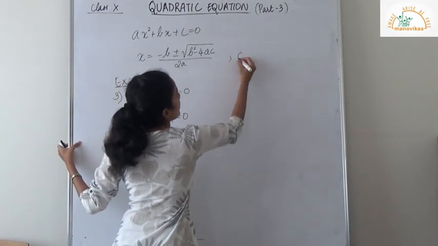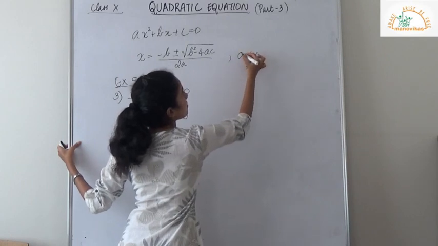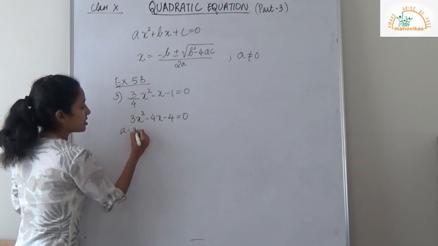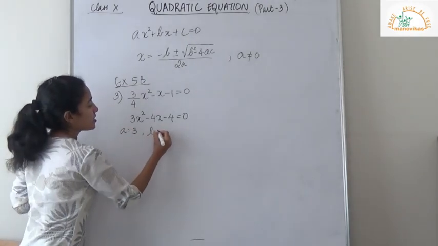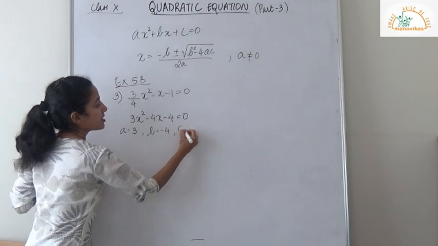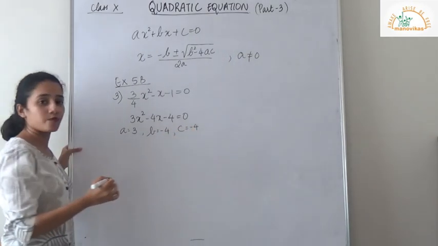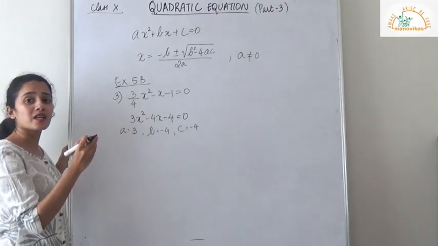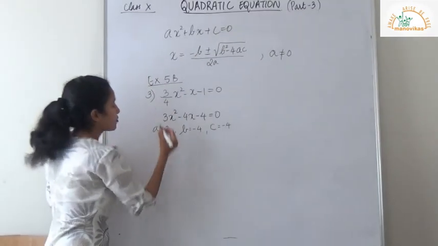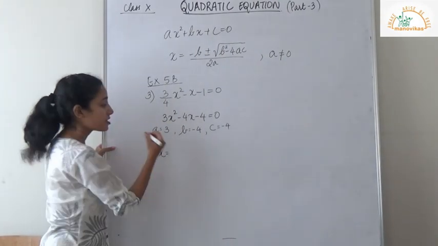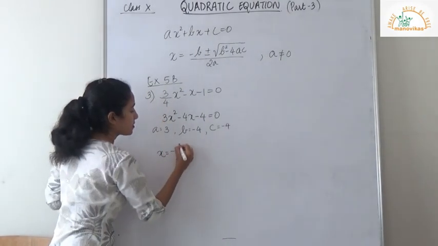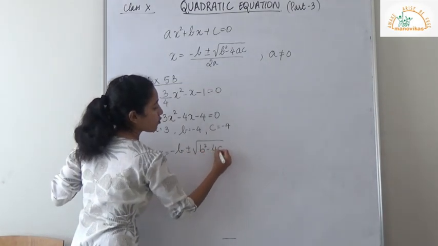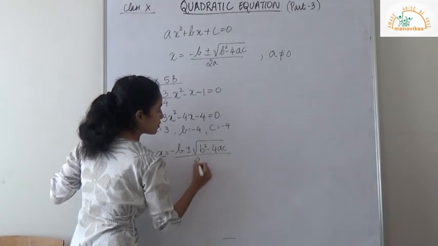Note that in this formula, a can never be equal to 0. Now here, a is equal to 3, b is equal to negative 4, and c is also equal to negative 4. Writing this down is simpler, so that when you are substituting in the formula, it will be better for you. So using the quadratic formula, I write the formula first: x equals minus b plus or minus square root of b square minus 4ac divided by 2a.